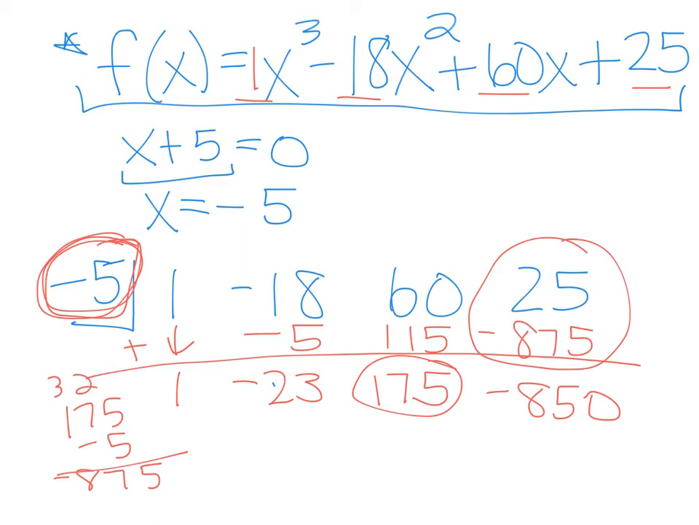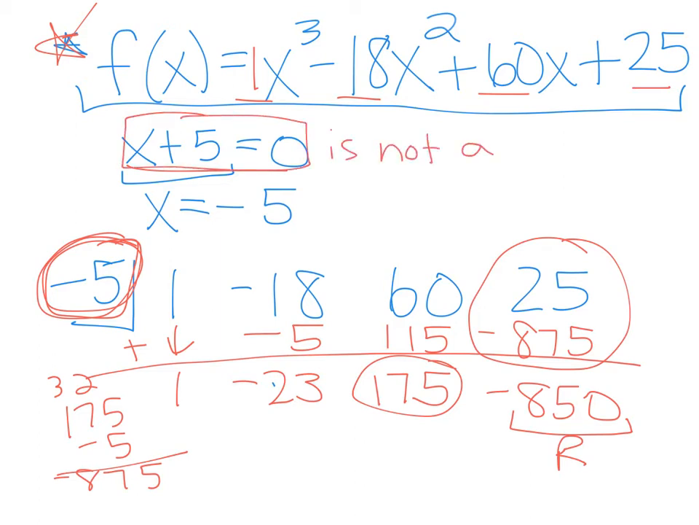Now remember, in order for x plus 5 to be a factor of f of x, your remainder, when you carry out the synthetic division, has to be 0. And you notice here that our remainder is not equal to 0. Thus, x plus 5 is not a factor of the polynomial.